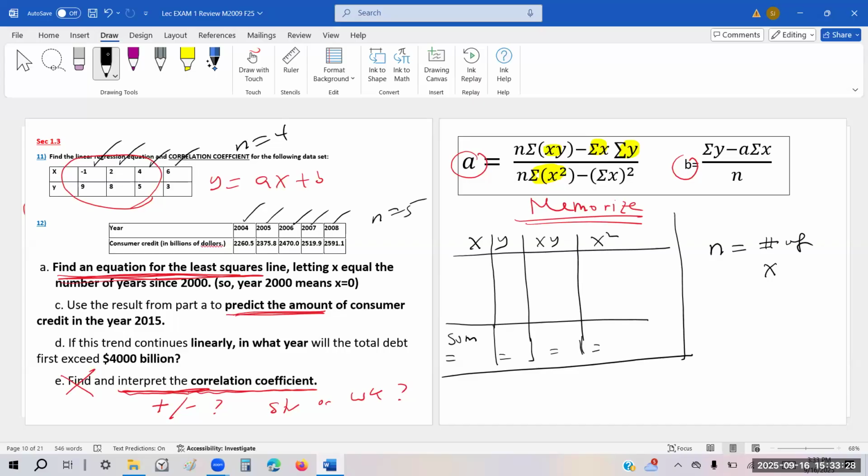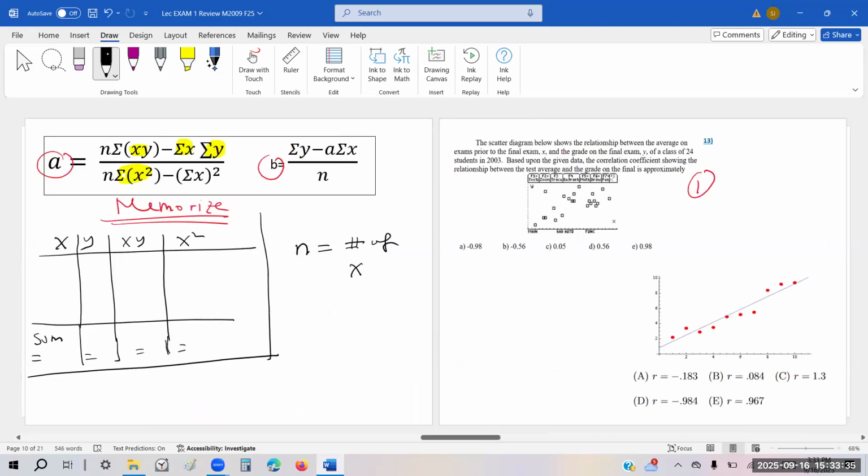If you forgot how to do it, go to the lecture video on 1.3. I did everything in detail during my class. Now for this type of question, I'm going to give at least one. So you just have to figure out your R.